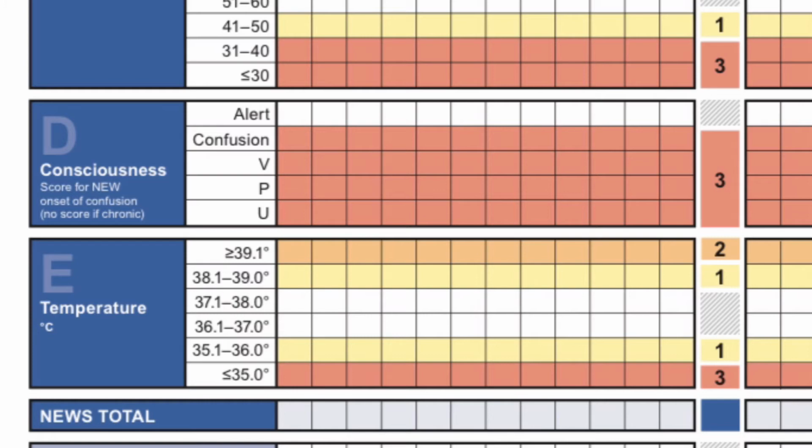The next one is E, temperature. So temperature is put in degrees.